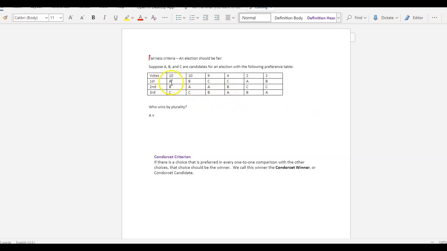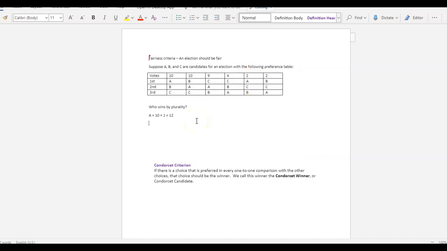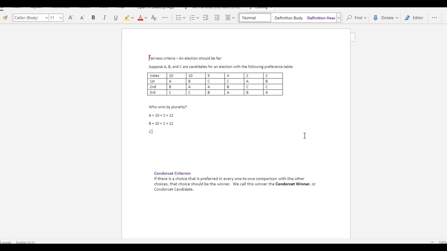So let's look at A. We have 10 voters right here that wanted A, and we had 2 voters over here that had A as their first choice. So A gets 12 votes. Well, let's look at B. B is first right here for these 10 voters, so it gets 10 votes. And B is first right here for these 2 voters, so it gets 2. So right now those 2 are tied.